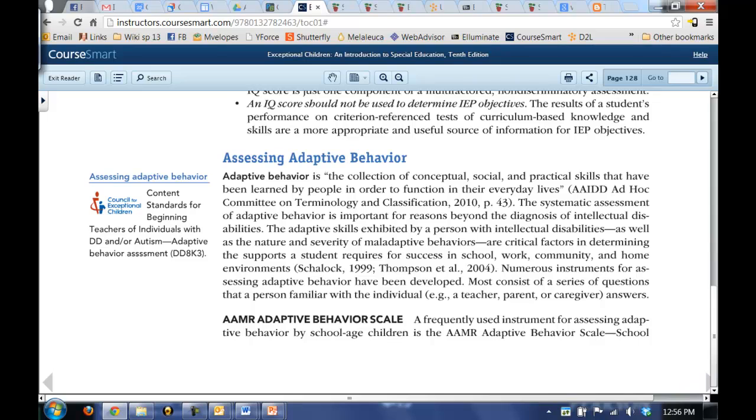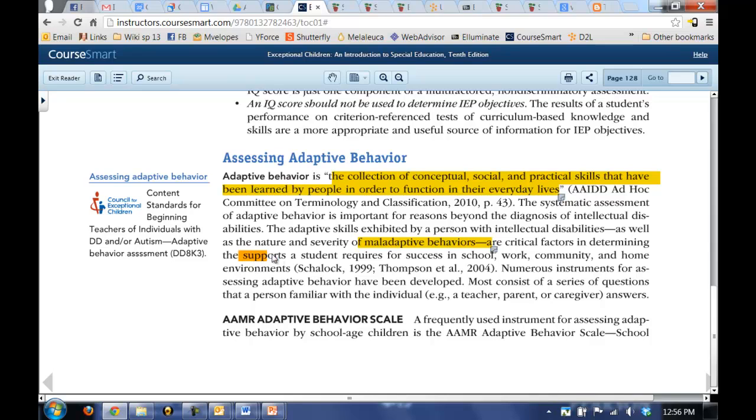It's a collection, interesting, a collection of conceptual, social, and practical skills that have been learned by people in order to function in their everyday lives. It's a very subjective skill. It's very subjective to analyze this. The systematic assessment of adaptive behavior is important for reasons beyond the diagnosis. Adaptive skills exhibited by a person with intellectual disabilities, as well as the nature and severity of maladaptive behaviors, are critical factors to determine supports.